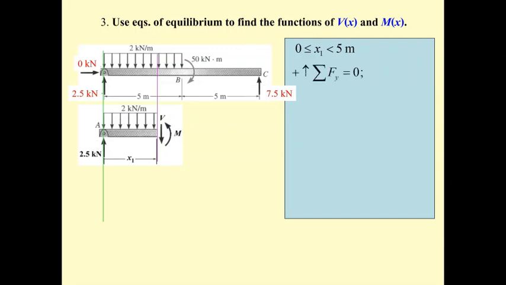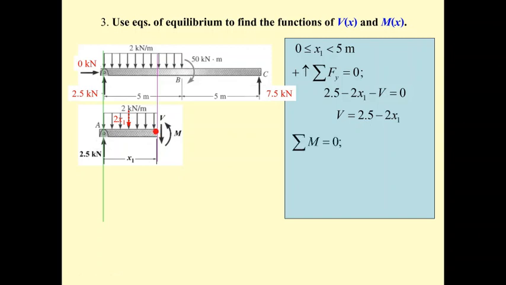Okay, again, summation of F sub y equal to 0. You can see V downward, so it's opposite to this direction, so V is negative. And this one also, 2 times x1, the resultant force is going to be 2 times x1, and it's downward, so this one is negative, this one also negative, and this one is going to be positive. Okay, so V is equal to 2.5 minus 2x1. And if x1 equal to 0, V is going to be 2.5. V is going to be the same as the reaction here.